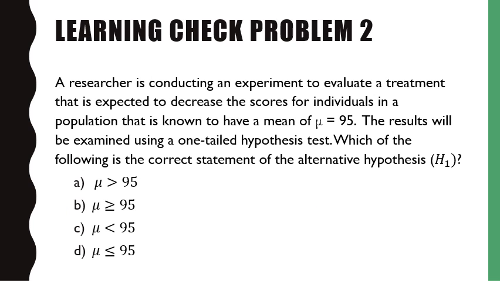Learning check problem 2. A researcher is conducting an experiment to evaluate a treatment that is expected to decrease the scores for individuals in a population that is known to have a mean of 95. The results will be examined using a one-tail hypothesis test. Which of the following is the correct statement of the alternative hypothesis H1, which we also call the research hypothesis? So in this example, the researcher is expecting the scores to decrease. So your research hypothesis or alternate hypothesis would be the mean is less than 95 because you are expecting a decrease. This is what your picture would look like, and that is what your research hypothesis would look like.